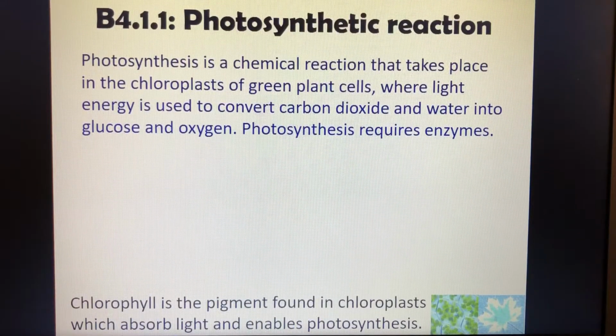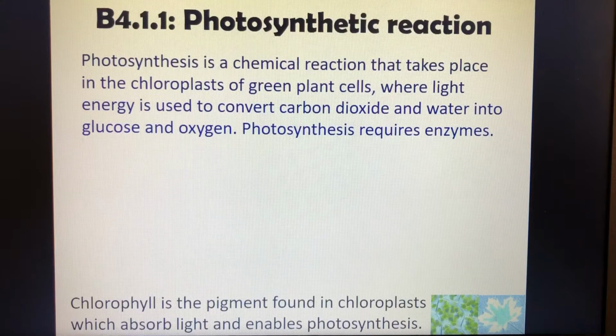So the photosynthetic reaction is a chemical reaction that takes place in the chloroplasts where, and this is just a recap really, carbon dioxide and water are converted into glucose and oxygen. And photosynthesis requires enzymes. So we know that enzymes are important in the body. We learn more about that in B2. But photosynthesis also requires enzymes. And that links in to what we'll learn about temperature and how temperature will affect the rate of photosynthesis shortly.